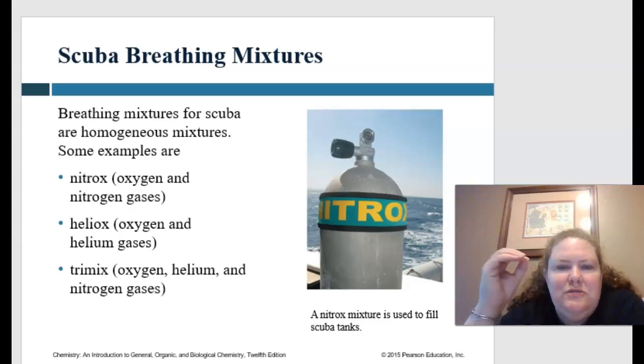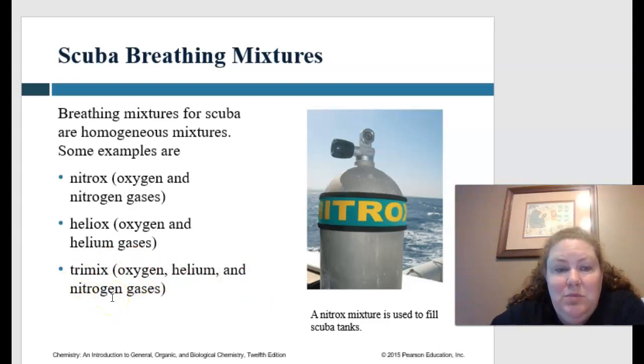Scuba breathing mixtures have to be very precise, because obviously you're underwater and you need the right mixture so that you don't pass out and expire. Breathing mixtures for scuba diving are homogeneous mixtures, and some examples are nitrox, a mixture of oxygen and nitrogen gases, heliox, an oxygen and helium gas, and trimix, which would be all three together: oxygen, helium, and nitrogen gases.